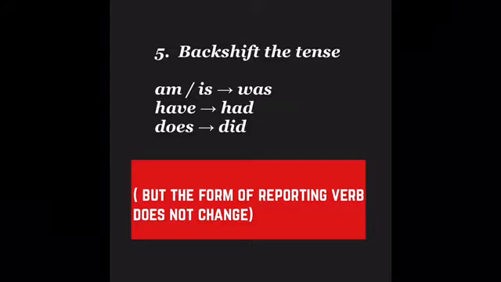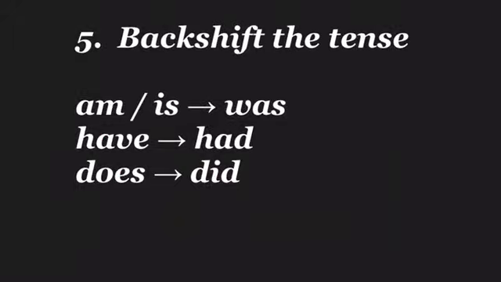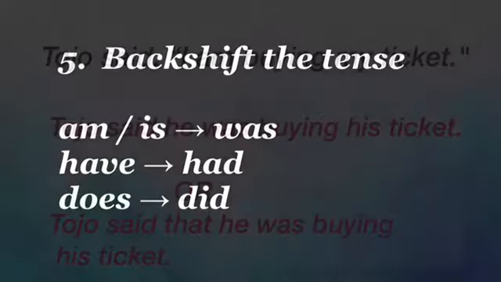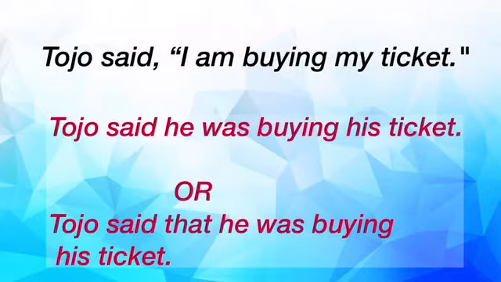So if it is has, it becomes had, and is becomes was, or does becomes did, do also will become did, because all the present tense will be changing to past tense. In this example, you can see am has been changed to was and I has become he.